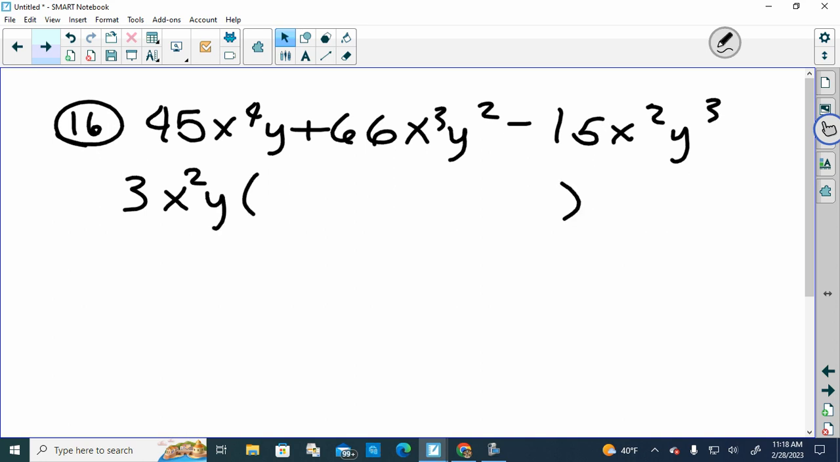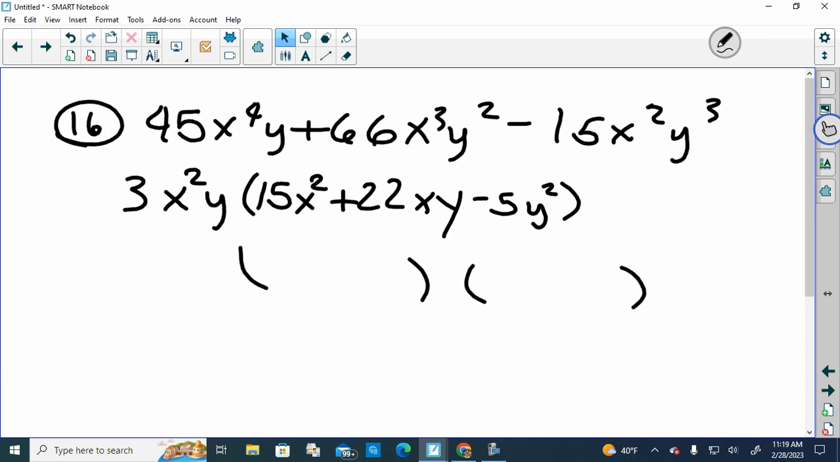Okay, so 45 divided by 3 is 15. How many x's do I have left? 2. Any y's? No. Okay, write this down. What's our next one? 22. Then we have an x and a y left. Minus 5, sorry. And then no x's left, but we have 2 y's left. Good? Okay, so going to my 2 parentheses.